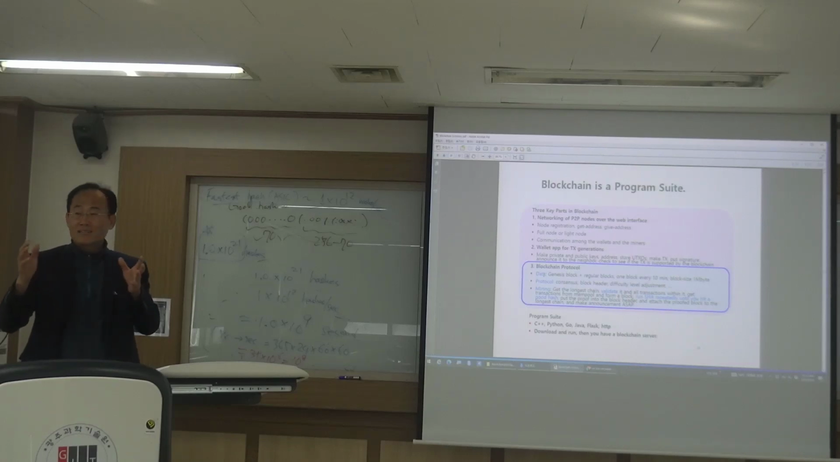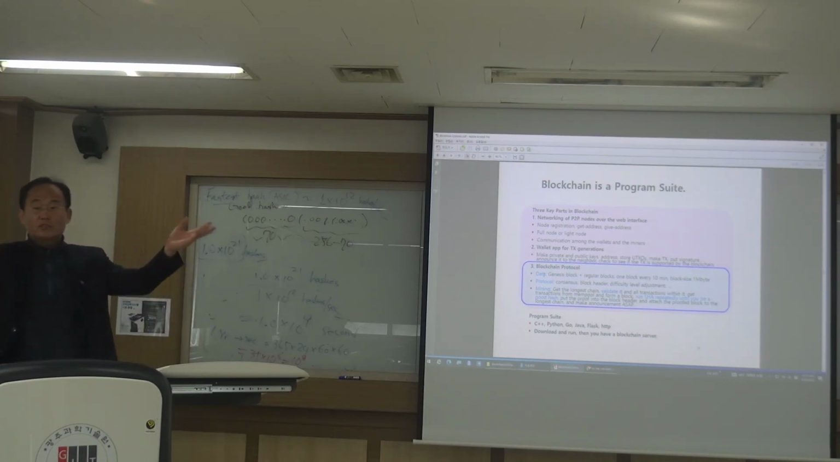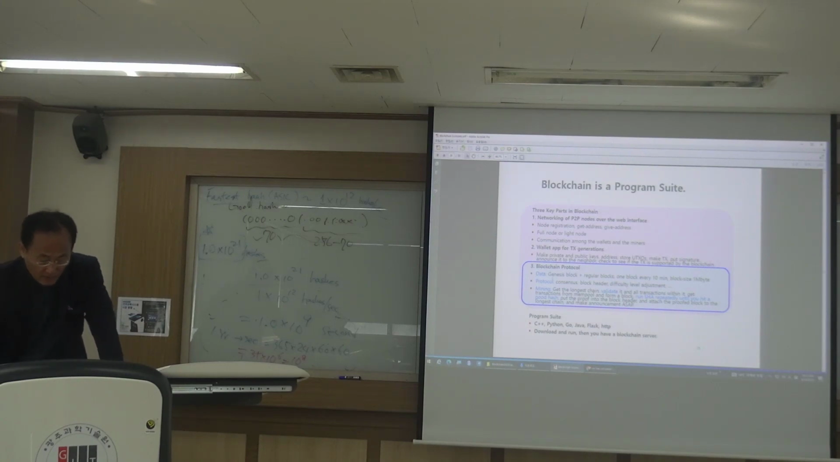And then what's the last thing the miner node has to do? Put the proof of work and then publish it. Okay, so that's what is written here.